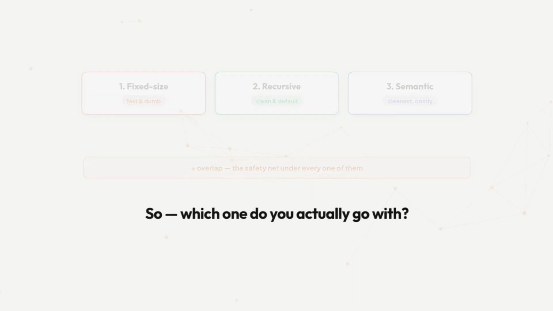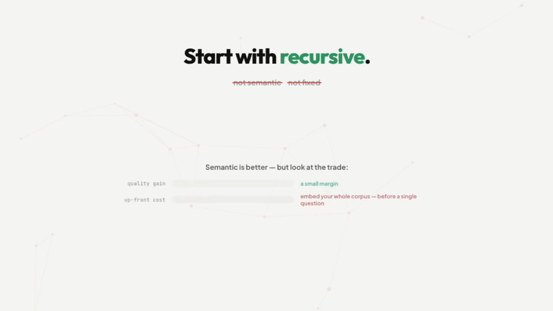Which one do you actually go with? Start with recursive. Seriously, not semantic, not fixed, recursive. Here is why. Semantic chunking is better, but only by a small margin. And to get that improvement, you have to process every sentence in your whole document corpus just to do the chunking before any user has even asked a question. That extra cost and extra time for a gain that probably won't matter until you are already in production and measuring things carefully.